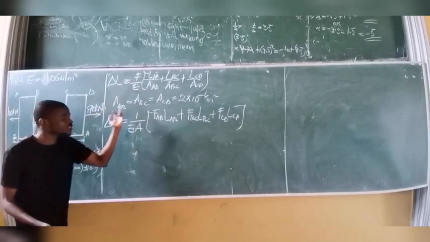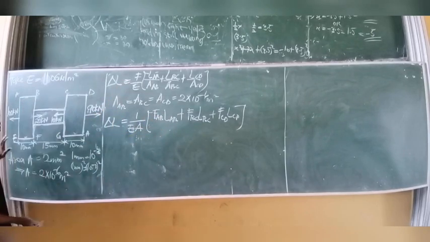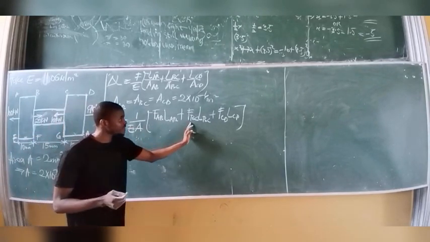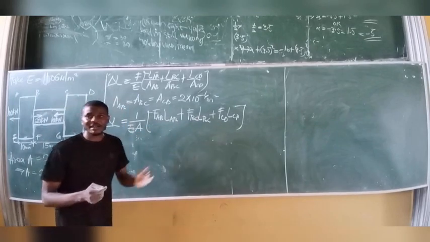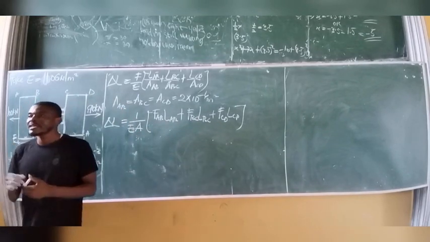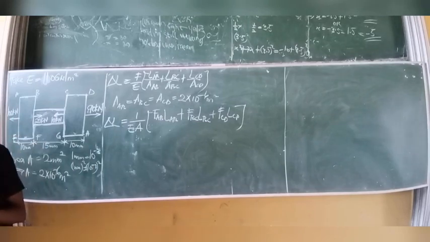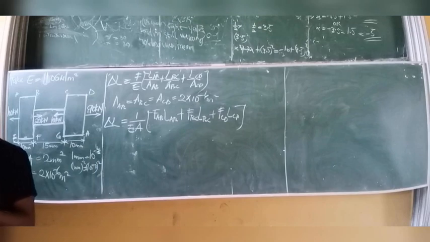Now the forces change because this is subjected to different forms of loads. All we need to do now is find what is force AB, what is force BC, and what is force CD. Let's now find out. To obtain these forces, each of these bars has to be in equilibrium.